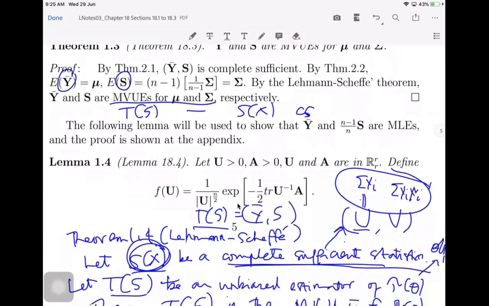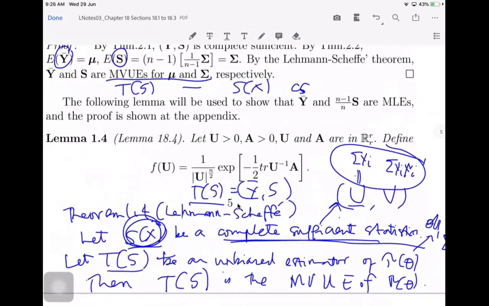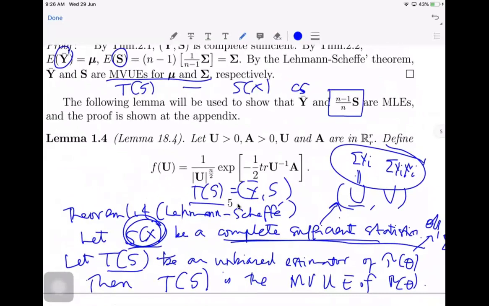Okay, so the following lemma will be used to show that y bar and, okay, the MLE is not just S but n minus 1 over n times S. So if you look at this, because of the divisibility by 1/n in the formula, the one on top divided by 1/n cancels. If you divide by n, that is the MLE, but it is not the MBUE, no?